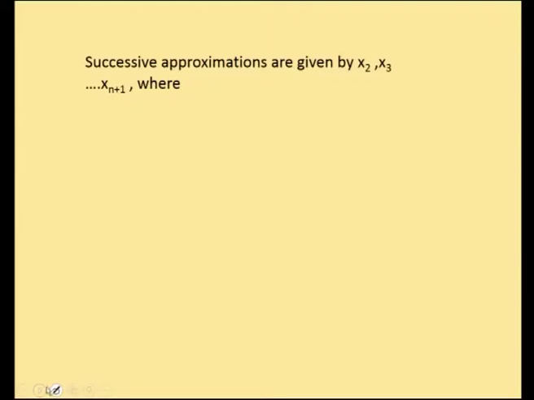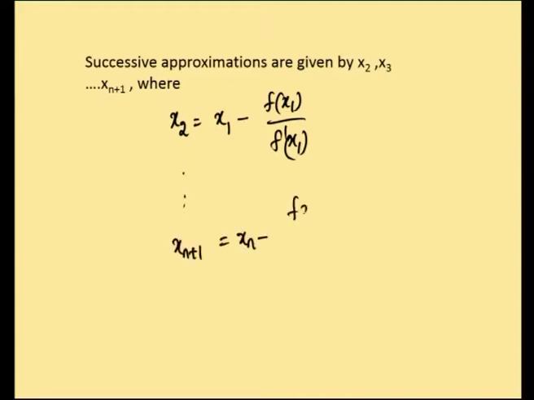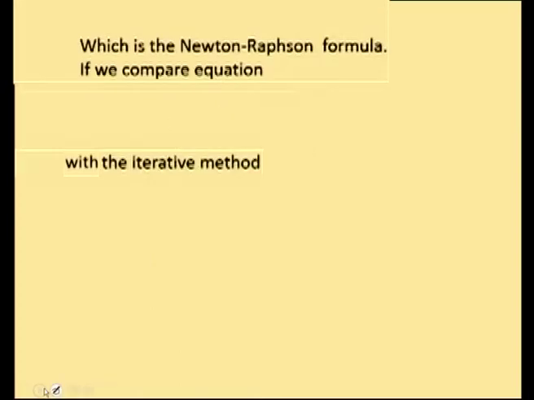Successive approximations are given by x2, x3, etc. Similarly, you will get x2 = x1 - f(x1)/f'(x1). So, in general, x(n+1) = xn - f(xn)/f'(xn), which is the Newton-Raphson formula.